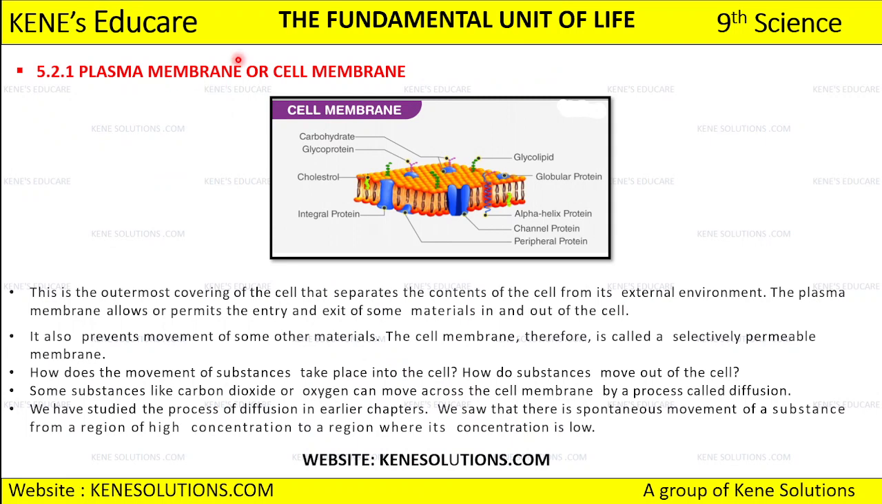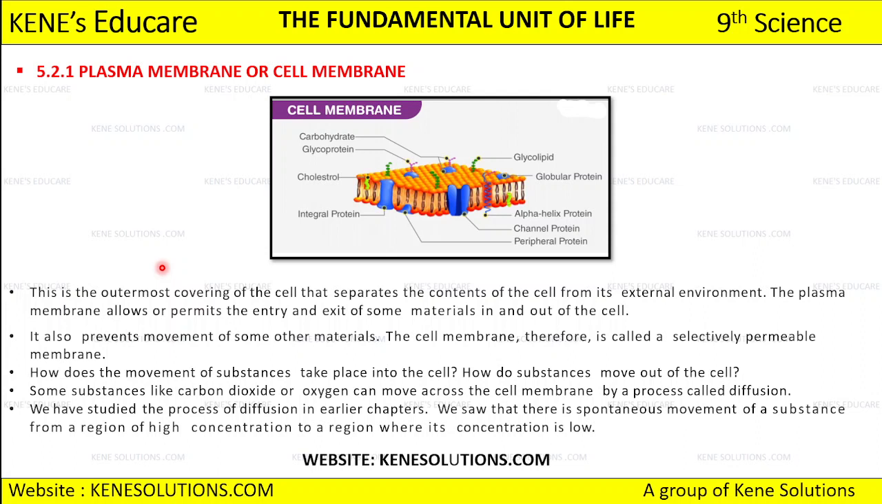See, firstly, we have discussed the plasma membrane, which is also called the cell membrane. There we saw that our cell has an outermost covering, and this outermost covering separates the contents of the cell from its external environment, because the content of the cell which is inside it should be separated from the external environment. So for that we have a plasma membrane, also called the cell membrane, in between.